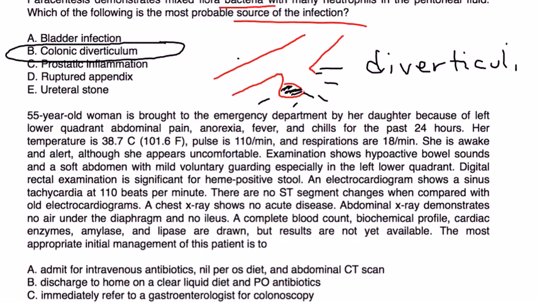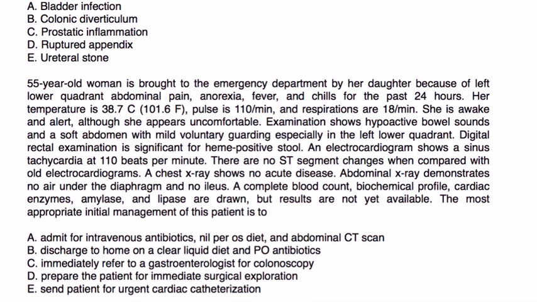And finally, a 55-year-old is brought to the emergency department by her daughter with left lower quadrant pain, fever, anorexia, chills for the past 24 hours. Temperature is 101. Respirations are 18. She is awake and alert, although she appears uncomfortable. Examination shows hypoactive bowel sounds and a soft abdomen with mild voluntary guarding, especially in the left lower quadrant. Digital rectal exam is significant for heme-positive stool. EKG shows sinus tach at 110 beats per minute.